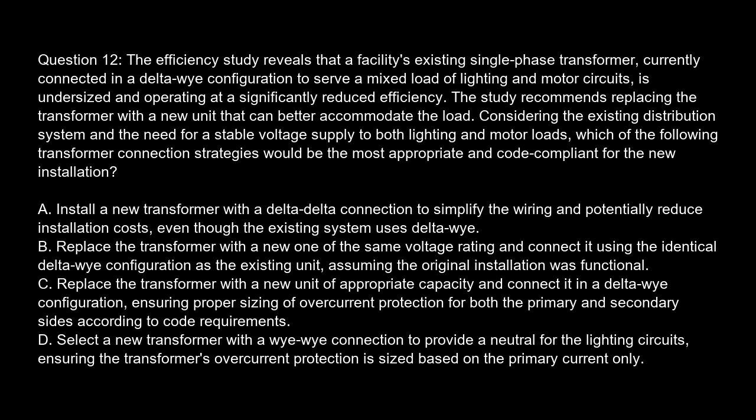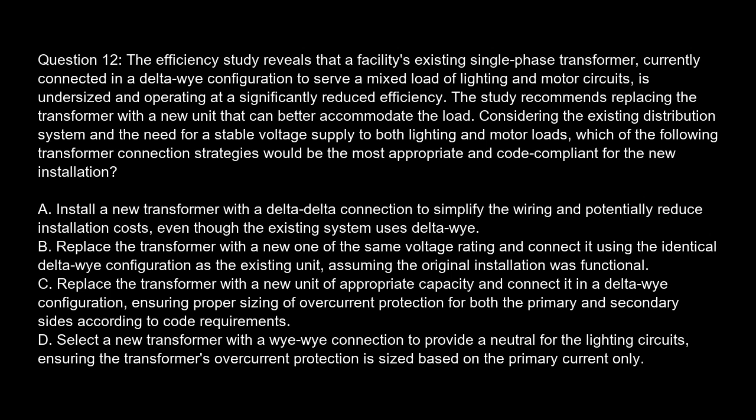Option A. Install a new transformer with a delta-delta connection to simplify the wiring and potentially reduce installation costs, even though the existing system uses delta-Y. Option B. Replace the transformer with a new one of the same voltage rating and connect it using the identical delta-Y configuration as the existing unit, assuming the original installation was functional.